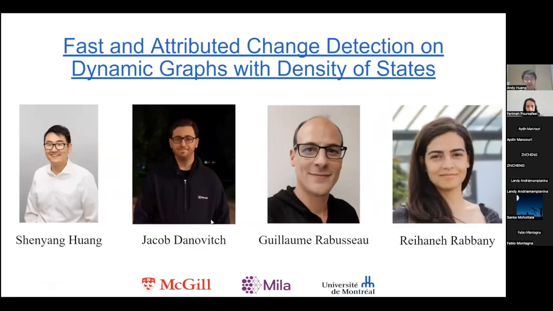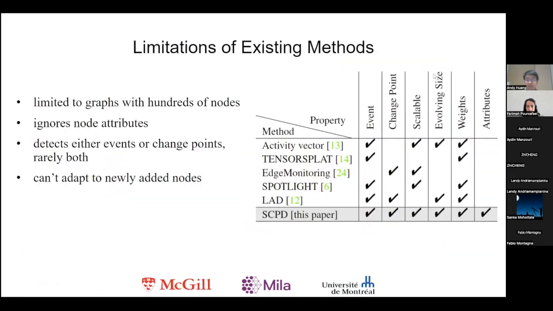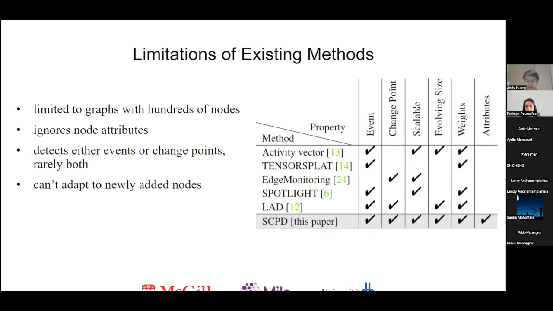So for the main paper of today, I'll be talking about fast and attributed change detection on dynamic graphs with density of states. This is a joint work with Jacob and my supervisors Guillaume and Rehane. In this work, we look at the limitations of the existing methods. The main contribution of this work is to try to scale up the change point detection method of LAD to millions of nodes and edges, the large graphs.